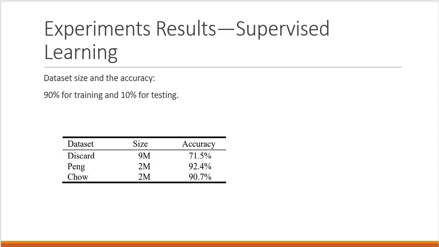Okay, here are our experiment results for supervised learning. The dataset sizes we use are as the table shows. Notice that we use 90% of each dataset for training and 10% for testing. The accuracy of our 3 models is as shown here. As you can see, the Peng and Chi models have got very high accuracy, both over 90%, while for the discard model, the accuracy is relatively lower, just over 70%, and that's why we turned to RL later.